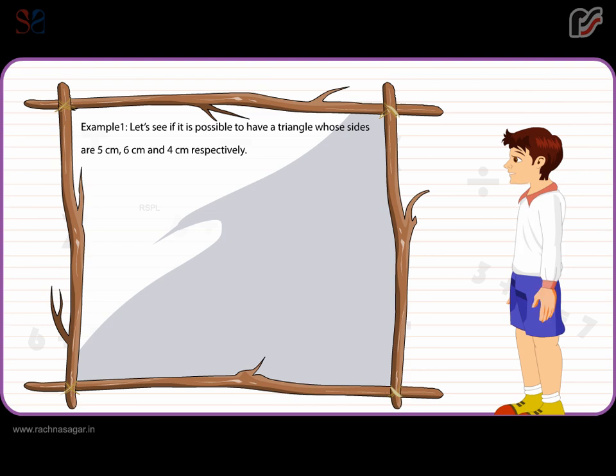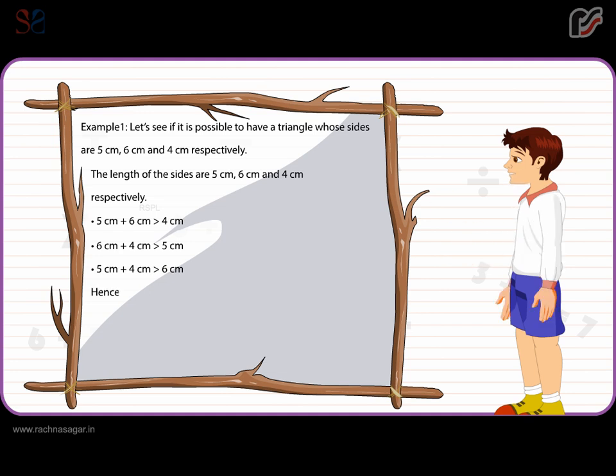The lengths of the sides are 5 cm, 6 cm and 4 cm respectively. 5 cm plus 6 cm is greater than 4 cm. 6 cm plus 4 cm is greater than 5 cm. 5 cm plus 4 cm is greater than 6 cm. Hence, a triangle with sides 5 cm, 6 cm and 4 cm is possible.